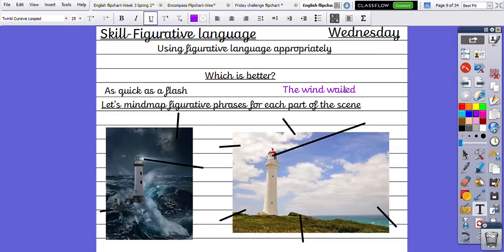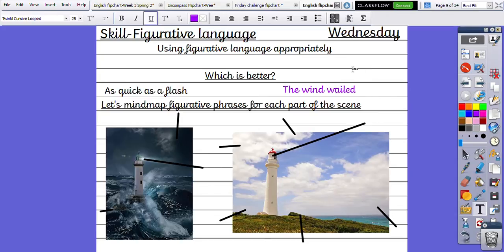And in the wind wailed, I have used a different type of figurative language. I have used personification. The wind can't actually wail. When I say wail, I mean scream. It can't actually do that. That's a human action, a human verb. However, we'd all know what the wind wailed would mean. So it's making a really high-pitched screeching sound, probably as it blows through the cracks in some of the rocks that the lighthouse sits on.